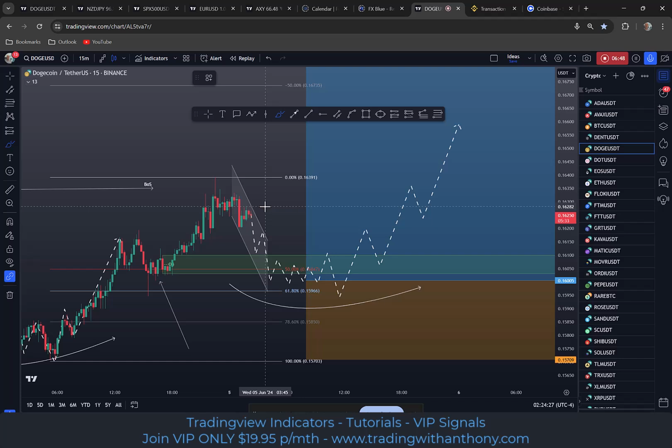Let me just grab a pencil. This is where big money accumulates. Right? We get a spike up. They entice buyers in. Stop losses get set up under here. More stops get set up with this bullish move. Then they hit those stops and we're off.